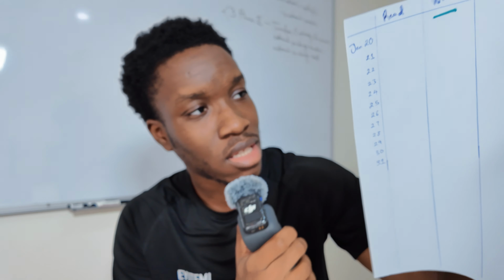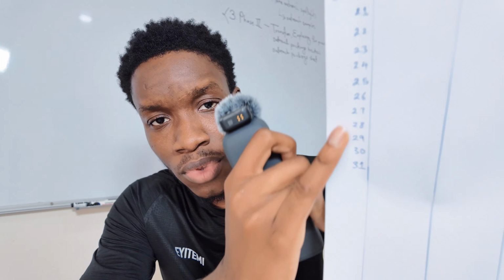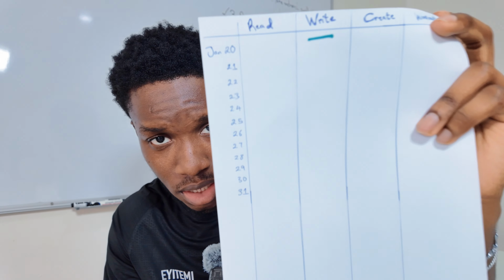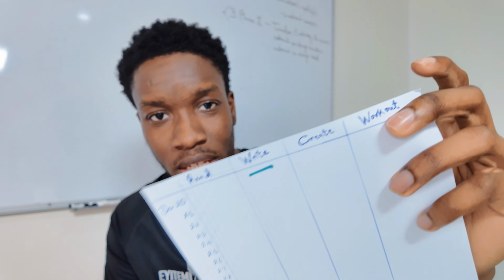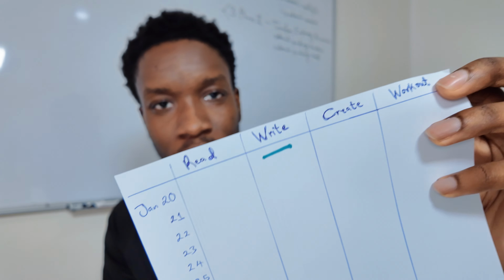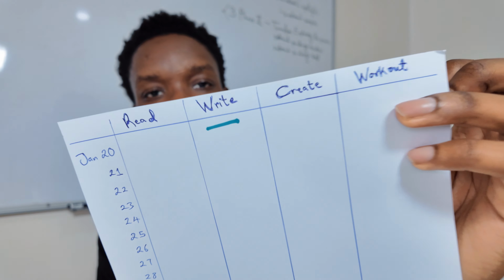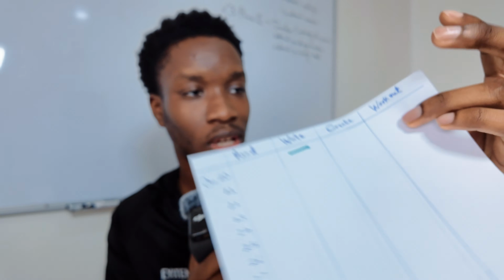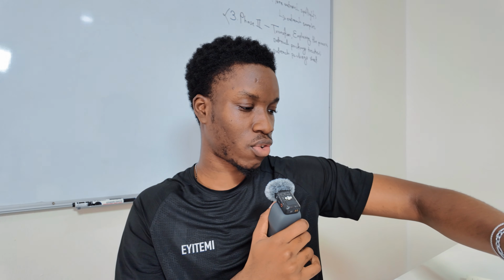So if you can see at this corner over here, I have a bunch of dates, right? Starting today. Today is January 20th. And then at the top, I have the things that I want to be consistent with. So I have reading, I have writing, I have creating, and then working out. So read, write, create, and work out.